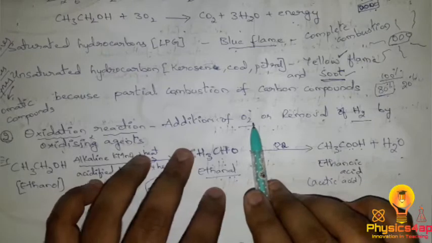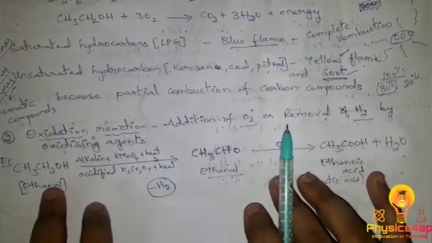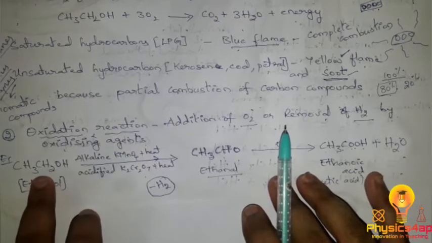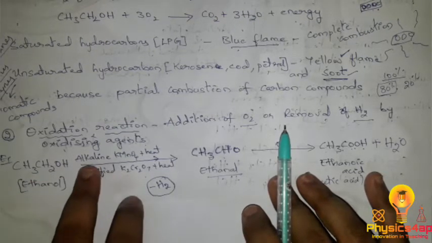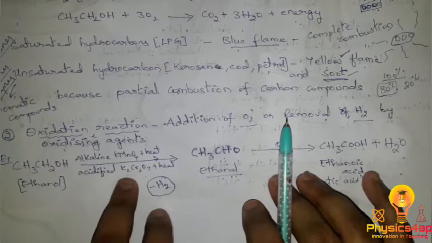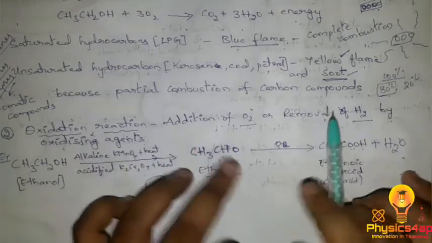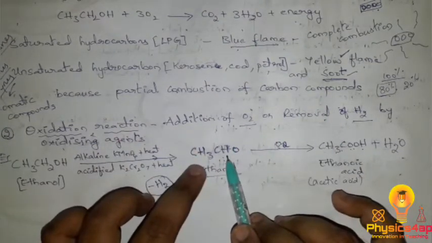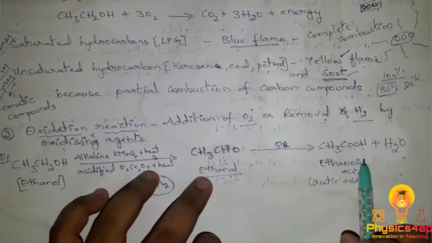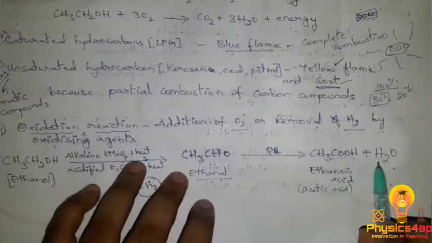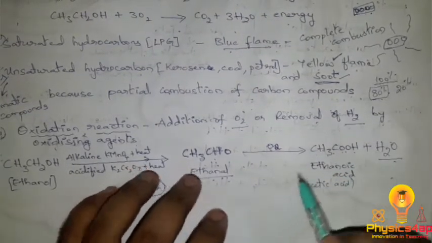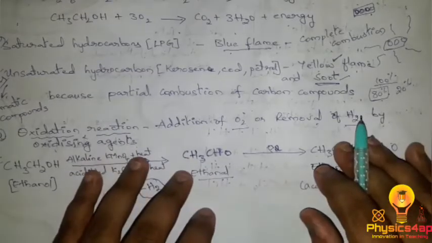So oxidation means addition of oxygen or removal of hydrogen. In this first reaction, the ethanol, we are removing the hydrogen with the help of alkaline KMnO4 and acidified K2Cr2O7, which are called the oxidizing agents. And when the hydrogen has been removed, with further oxidation, this ethanol is converted into ethanoic acid and releases some amount of H2O molecules into the atmosphere.